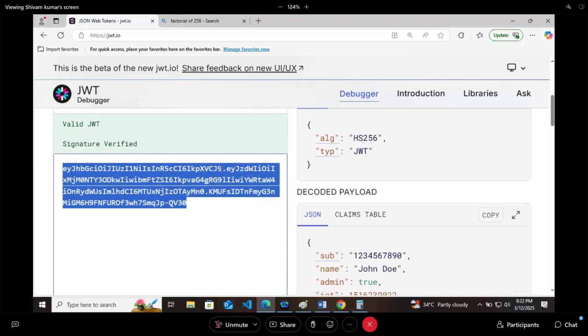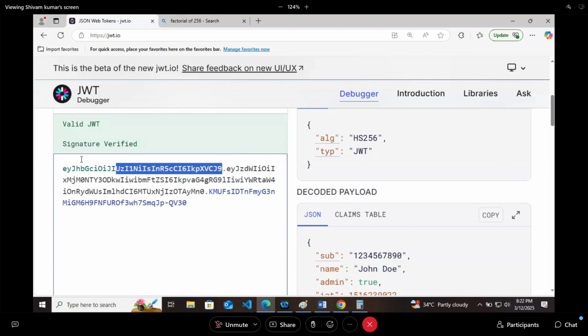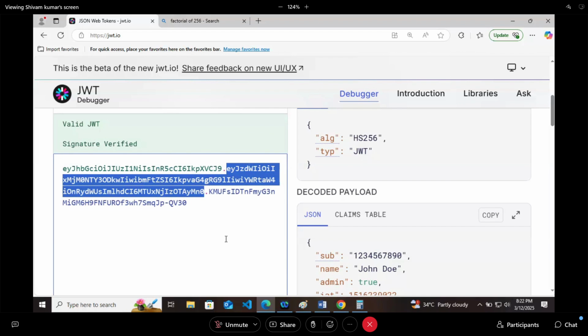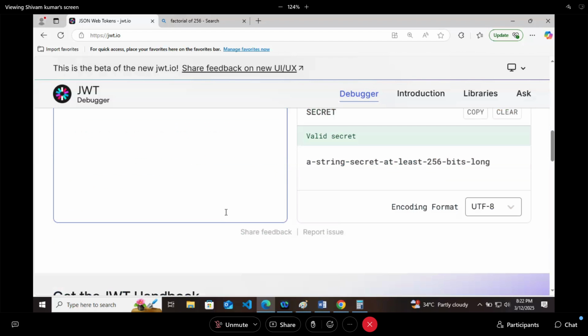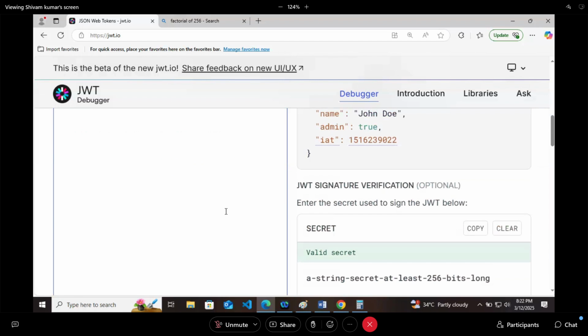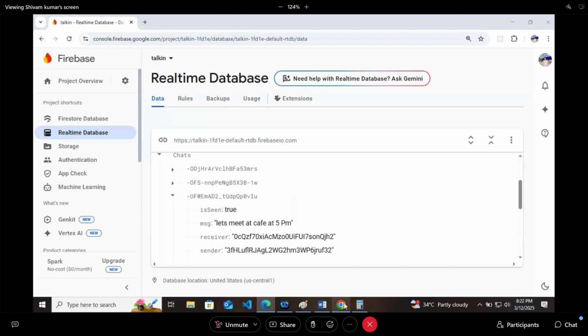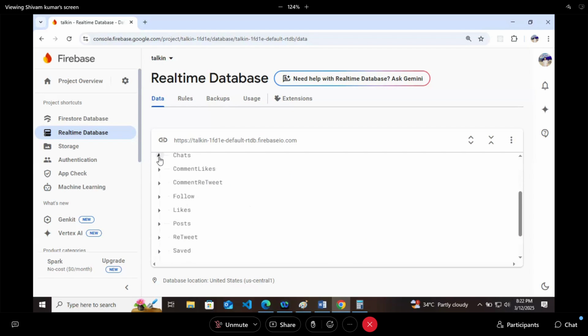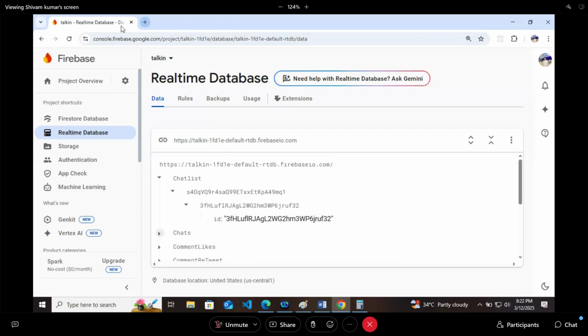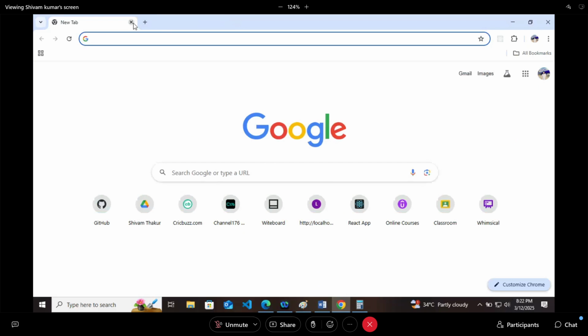So you can see this first value. This is the header. After the dot, you can see the second value. This is the payload or the data, by the way. And the third thing is the secret key or the signature. So like this we have to do. Now tomorrow we will see how we can apply JWT in Spring Boot.